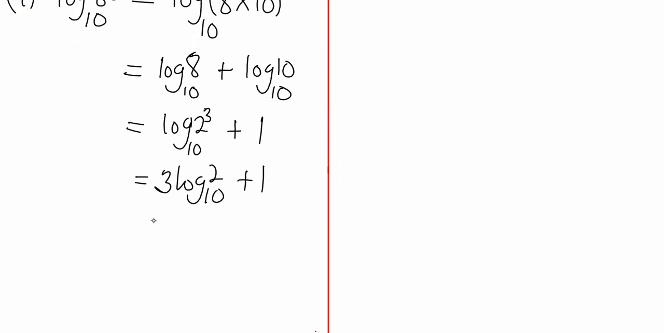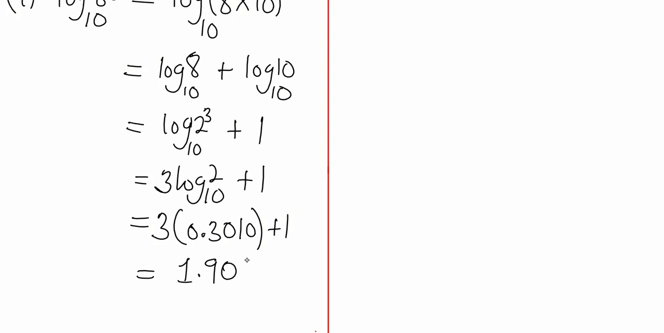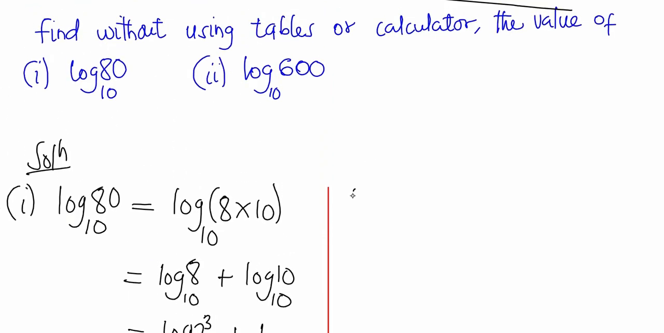So we substitute, and we have 3 multiplied by 0.3010, and then not forgetting that there is plus 1 here. So at the end, when we multiply 3 by 0.3010 plus 1, we are going to have 1.9030, and that becomes the value of the logarithm of 80 base 10. Now, having known this, let's try the last example for today's video. Now let's take the second one. It says that we should find the logarithm of 600 base 10.